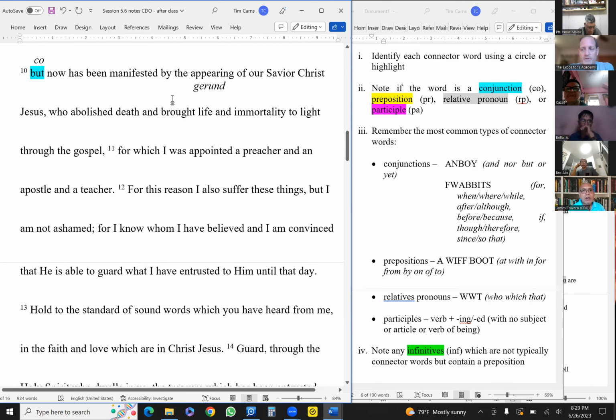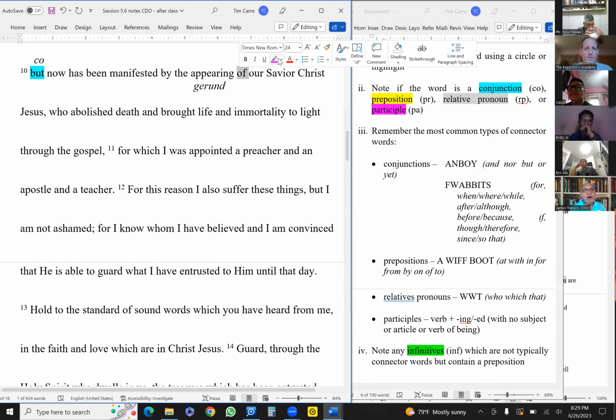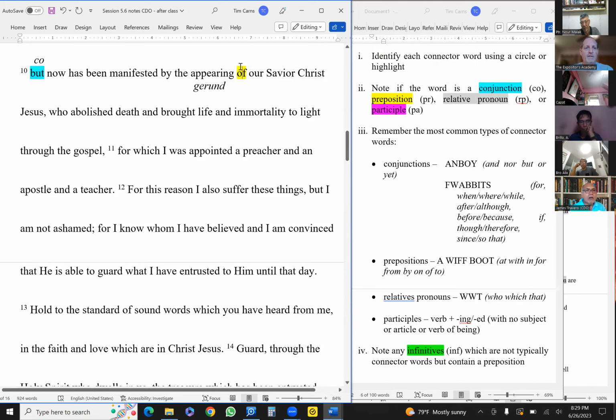So keep going here, James. What else? Do you see any other connector words? Of? Yes. What kind is that? Preposition. Very good. Yes. So I'll highlight it in yellow, and I will put above it PR for preposition. And this is what you're going to be doing on your assignment. Okay, good. Do you see any others in verse 11?